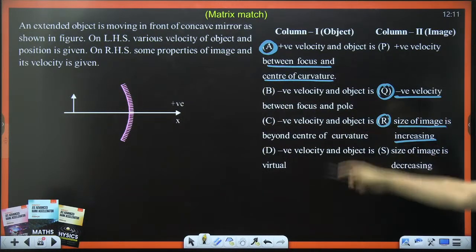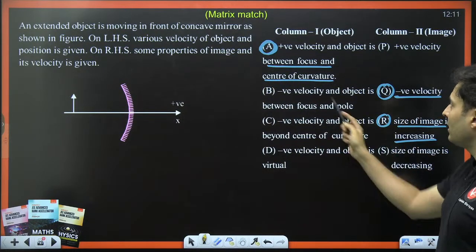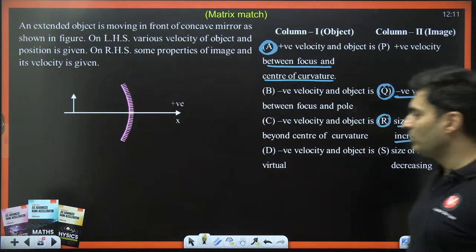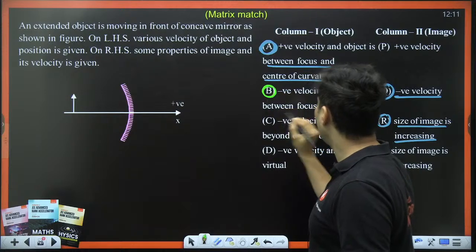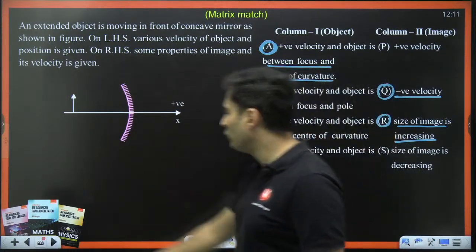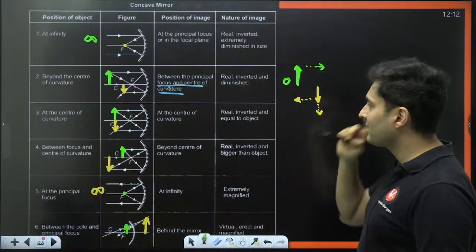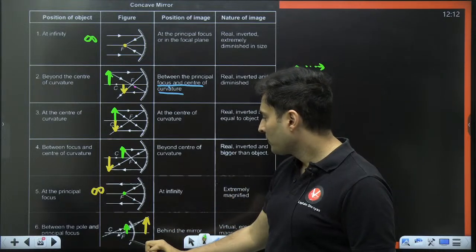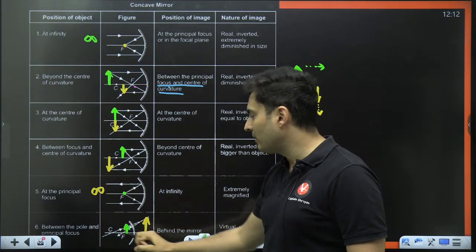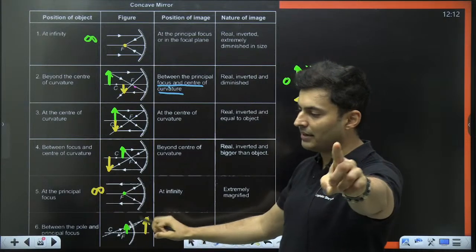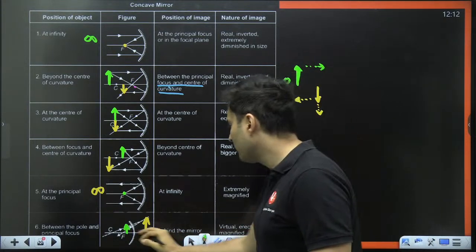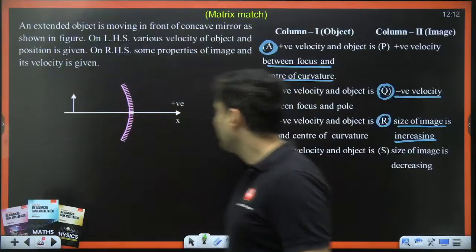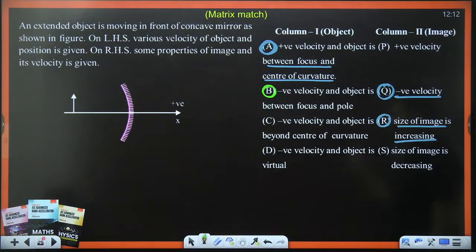Okay. So similarly, you can do the other options. Negative velocity object is between focus and pole. So for B part, where will you be? For B part, negative velocity object is between focus and pole. Focus and pole. That is somewhere over here. This is the scenario between the focus and the pole. So if you are between the focus and the pole, what do you think will happen?